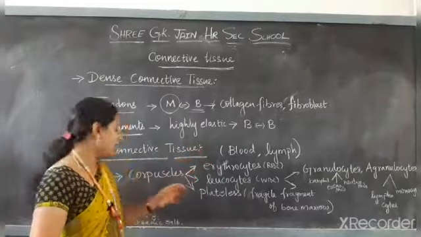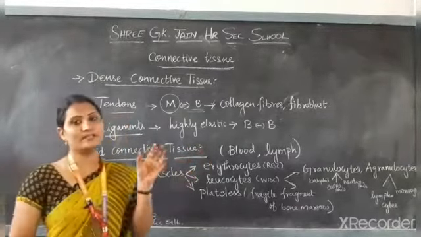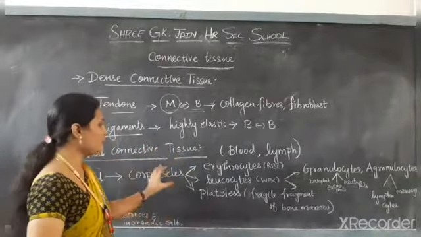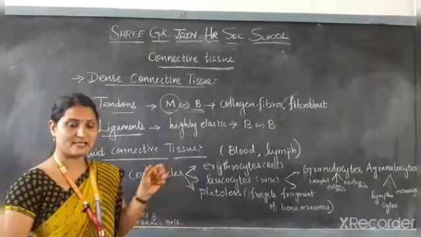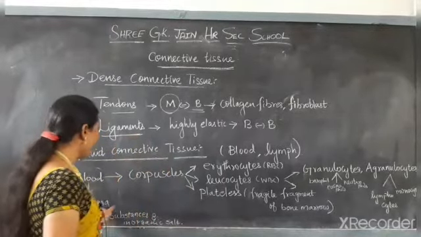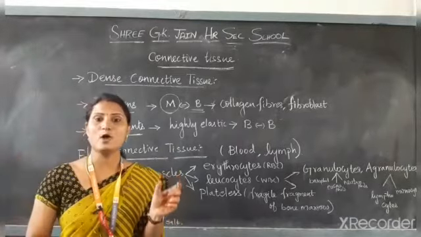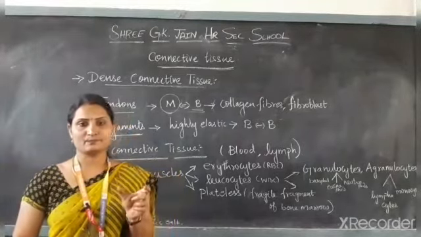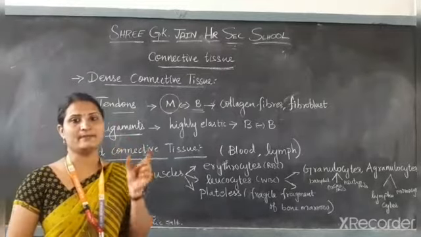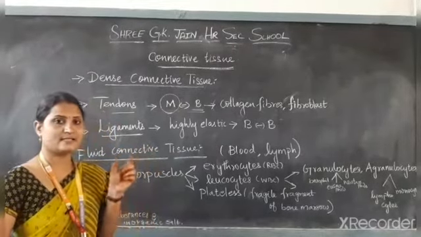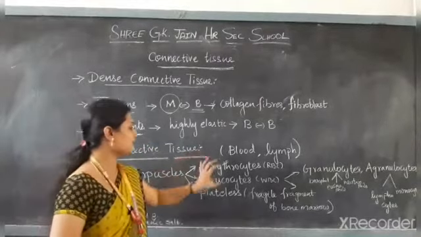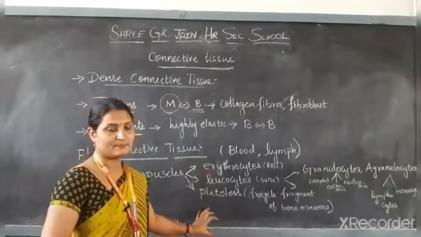Basically here the plasma is the fluid substance. In that plasma only, the cells are present. Here the plasma consists of organic substances and inorganic salts. So in that plasma the blood cells are present. The blood consists of many corpuscles. The corpuscles are erythrocytes, leukocytes and platelets.